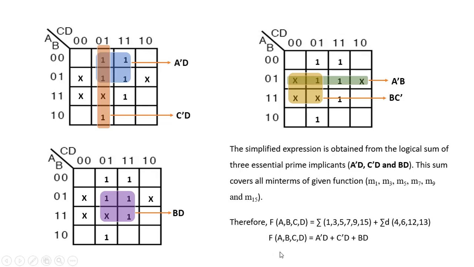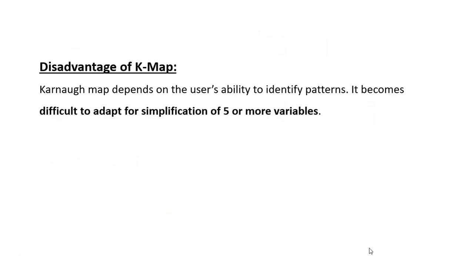So our simplified equation for this function will be A bar D or C bar D or B D. All these three are essential prime implicants. So we will get a unique solution for this K-map. Now coming to the disadvantage of K-map, as K-map is a pictorial representation of Boolean expression.